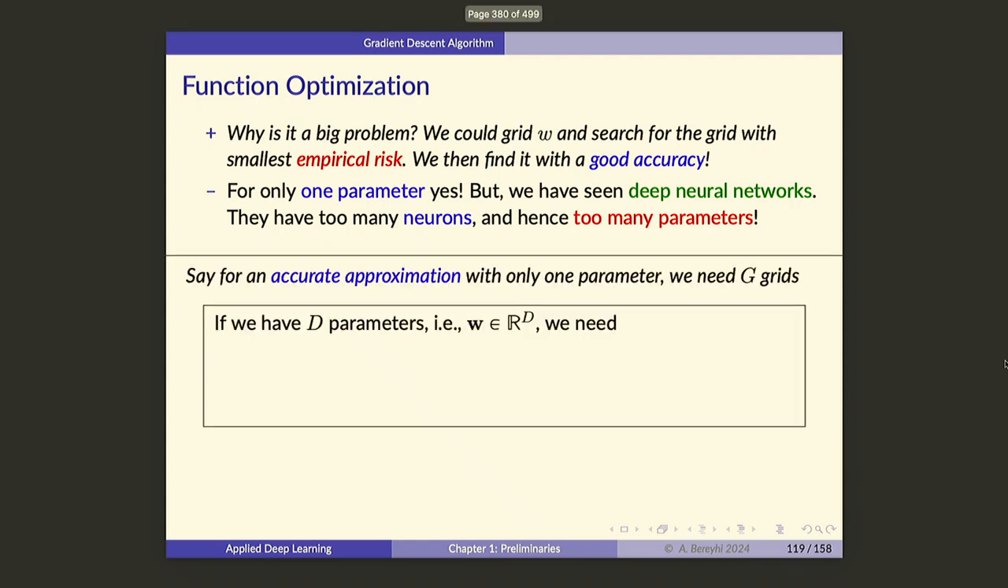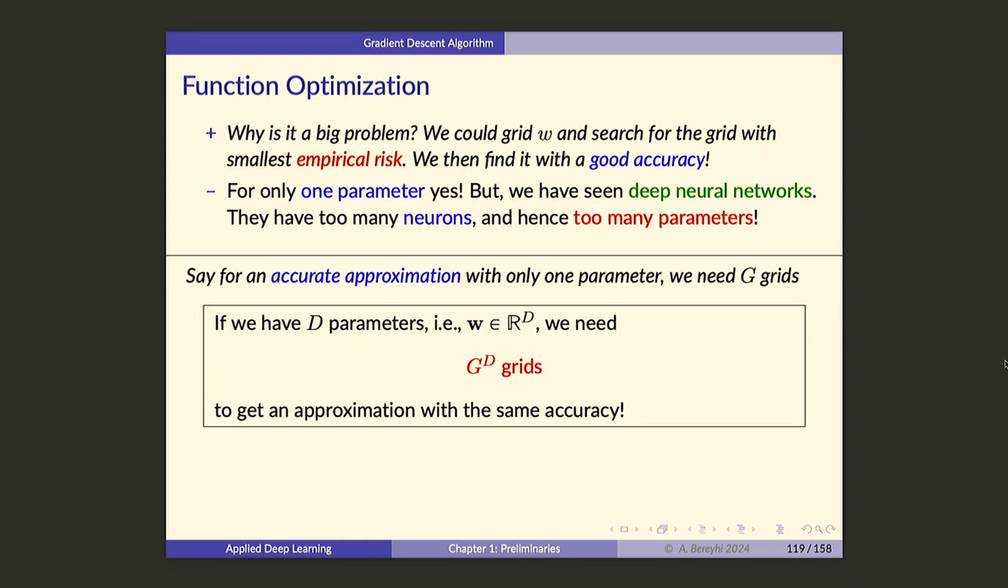Now, let's expand it. If I have a d-dimensional model, I assume that this W vector has d different parameters inside it, right? Now, if I need G grid points, so G is basically that 10 I told you, if for every axis I just want to have a grid size G, how many points at the end of the day should I search? G to the power d, exactly. So I need to search G to the power d different points, right?